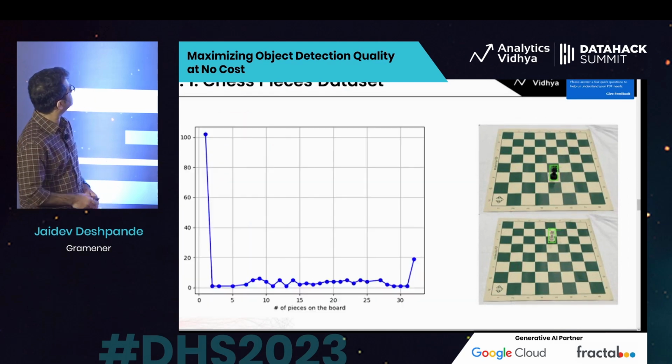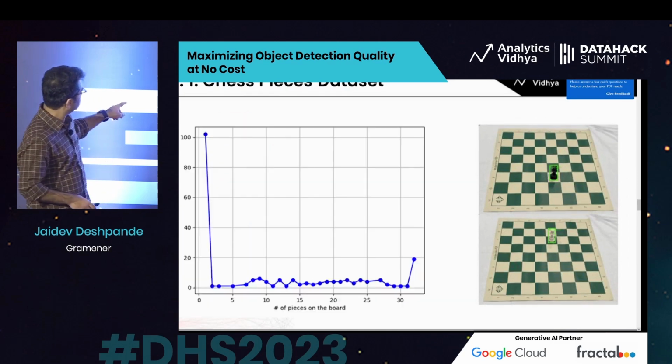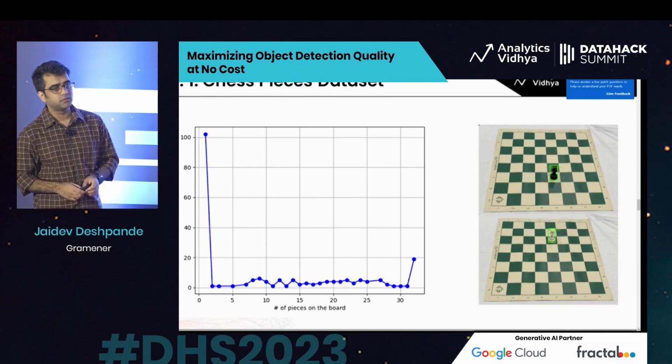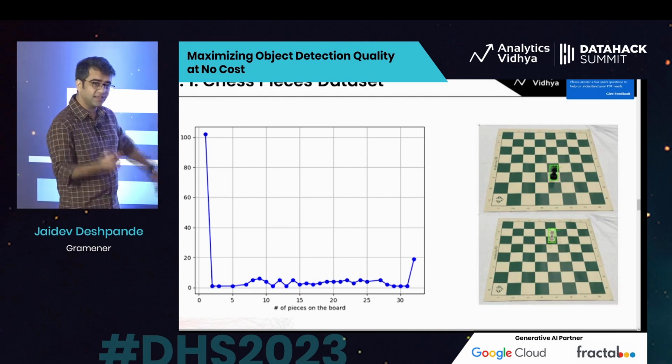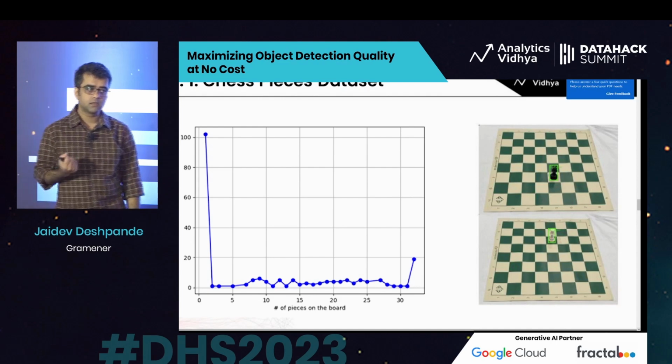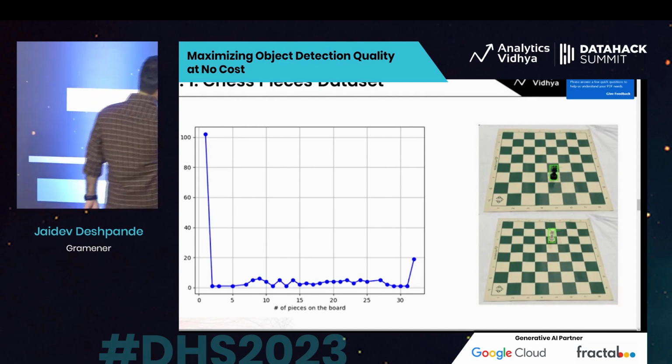But here is something interesting. You'll see that if you count the number of images, the number of pieces in this data set out of 202, almost half of them, 101, have exactly one piece on them. And the rest follow that particular trajectory.